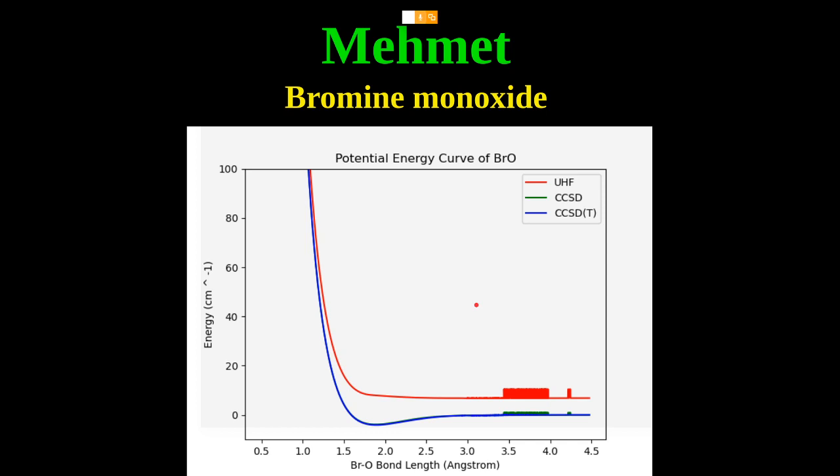Now, Mehmet did calculations on bromine monoxide, and I want someone to unmute themselves and tell me what they find in this potential energy curve to look slightly strange. Don't answer if you're one of the people who had this problem, or if we already talked about this, or you read about it somewhere. Someone whose calculation came out perfectly the first time, can you tell me something you observe here which you find to be unusual?